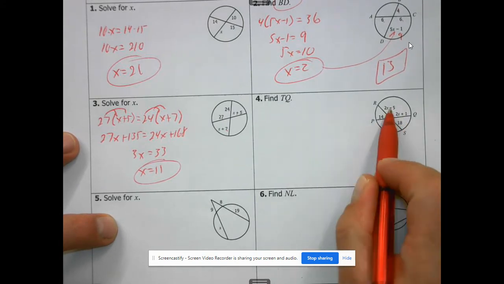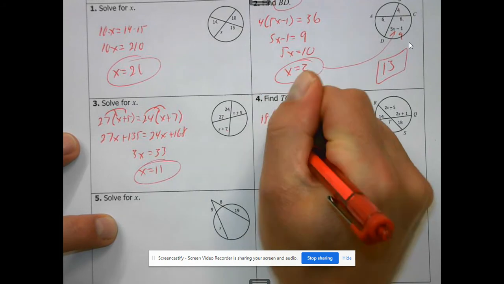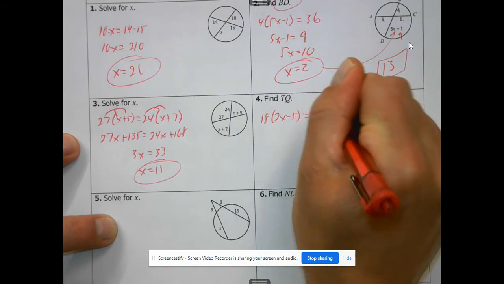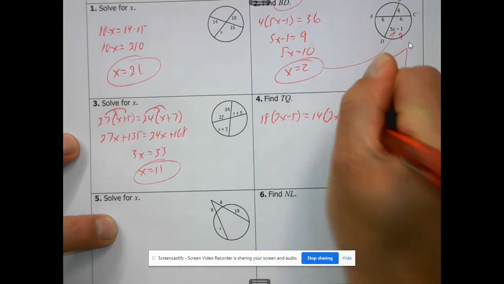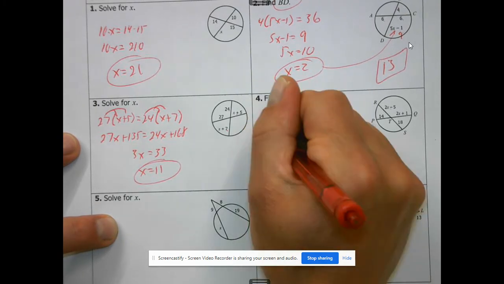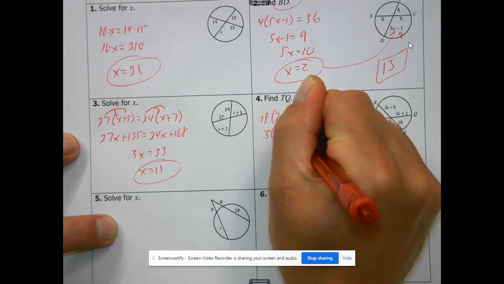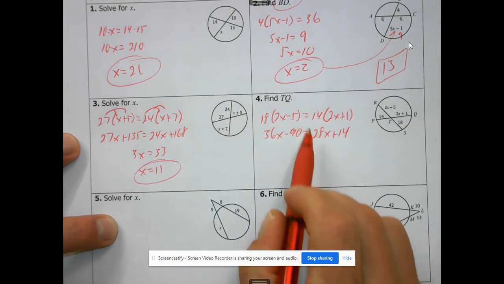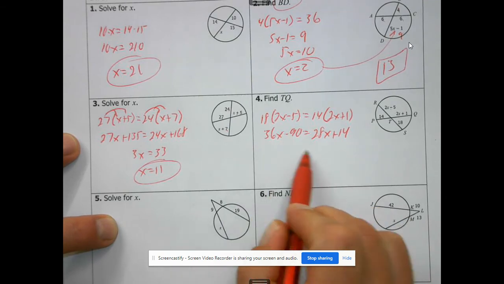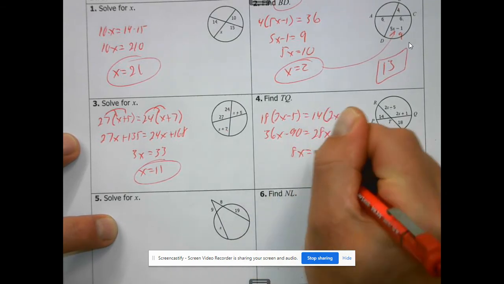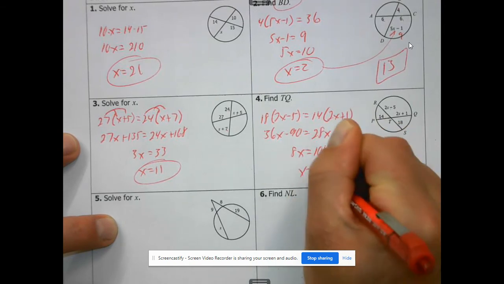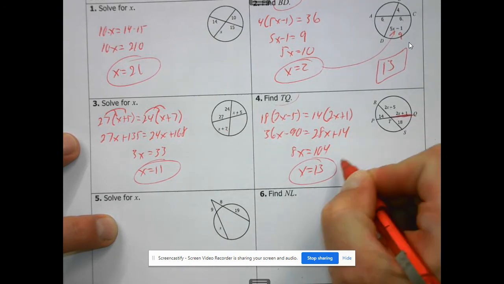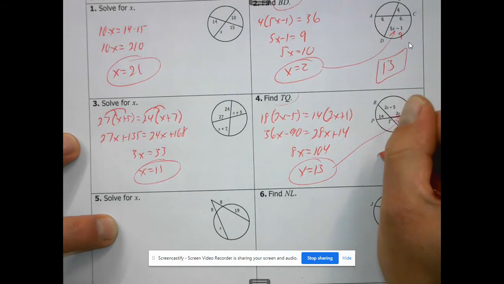Number 4, same exact thing. This times that equals that times that. 18 times 2x minus 5 equals 14 times 2x plus 1. Distribute both sides. 36x minus 90 equals 28x plus 14. Move stuff around. Subtract 28x. Add 90. 8x is 104. Divide by 8, 13. However, they want QT. They want this length right there. Plug it in. QT is 27.